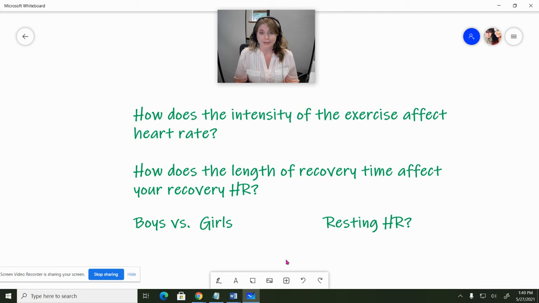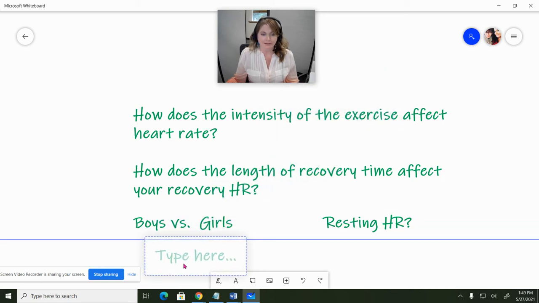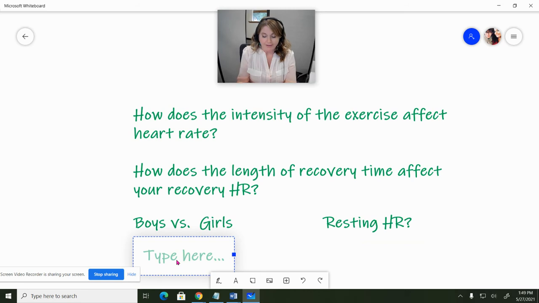So again, you're checking the difference between boys and girls. Is there a difference when it comes to resting heart rate? Granted, you don't have a huge sample size here, but that's all right. You can do the same thing, kids versus adults.